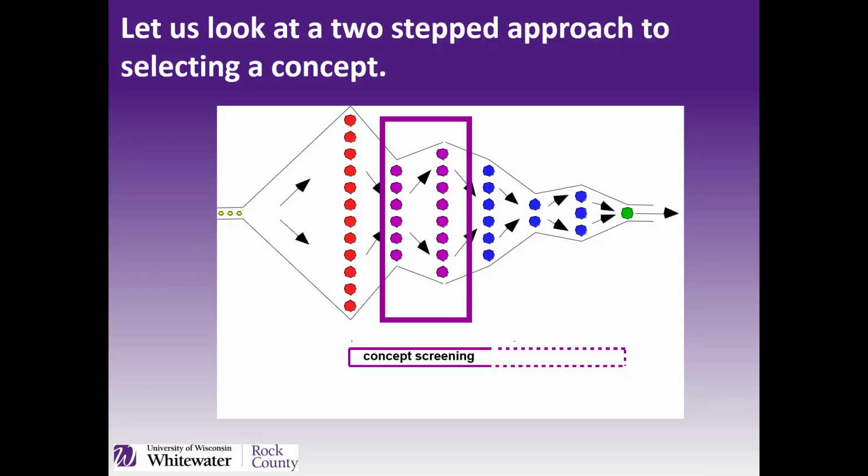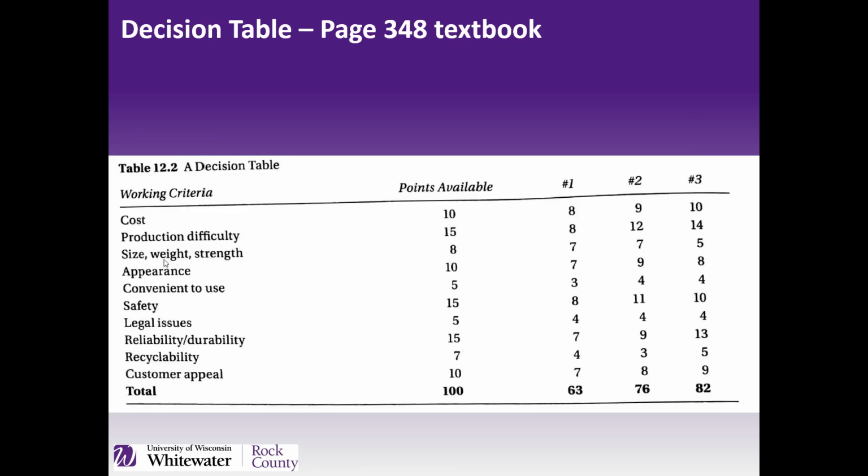Okay, we just finished doing concept screening where we narrowed down our total number of concepts to a fewer amount. But we still want to bring it down further in our concept selection process. And there's two different methods that I want to go over. The first one that I'm going to go over is called the decision table.